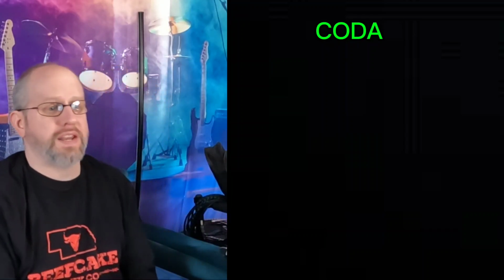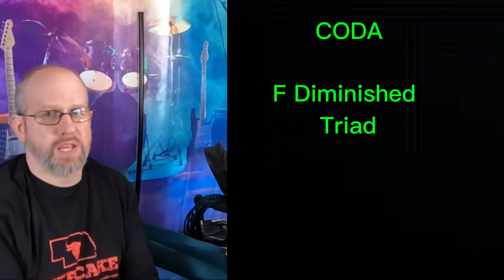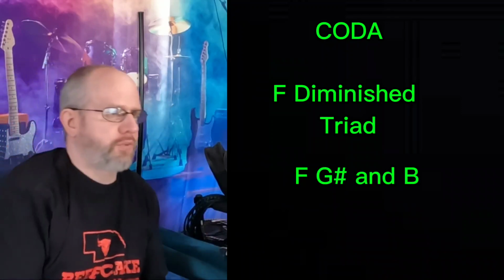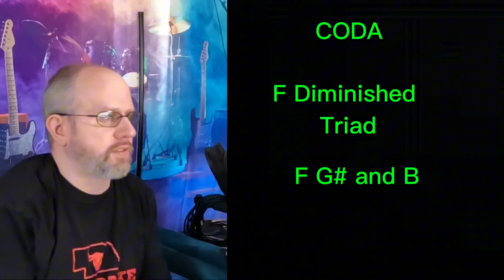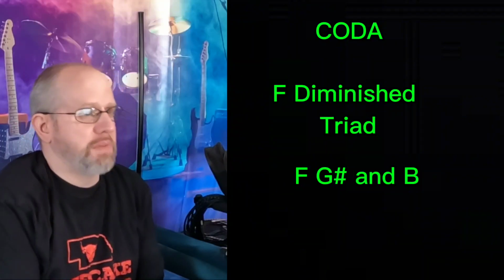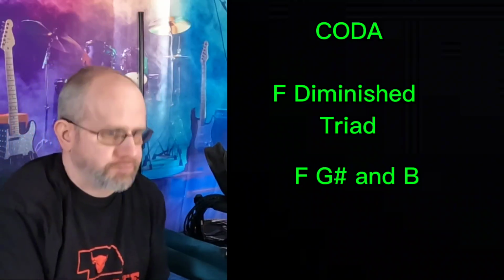We're dealing with an F diminished triad for this. So the notes are F, G sharp, and B over and over and over as they climb up through the high notes and go onto the higher strings. 9/8 time makes it stand out, makes it different, allows it to be a little bit longer.